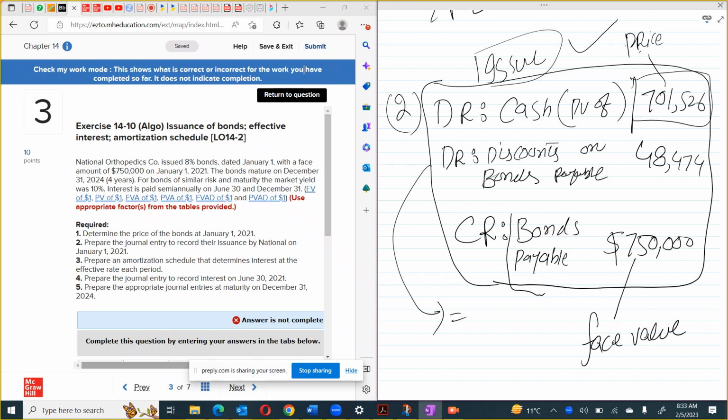So we have a cash interest of 30,000. Now, how to calculate the bond interest expense? First, write the carrying value at the start date. What carrying value did we just calculate? I think 701,526.